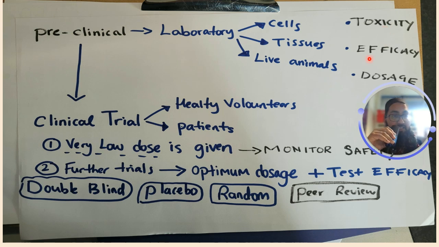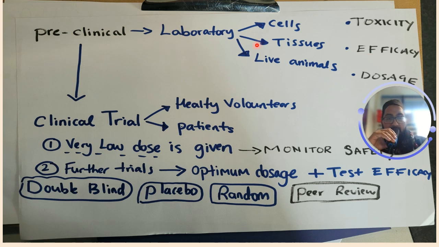Efficacy, it's not efficiency, efficacy. Efficacy means whether this drug actually works, whether this drug can cure that disease. As for efficacy, does it even work? And we are doing that test in the preclinical phase. And the third thing is dosage. Dosage is what concentration of drug is needed for this medication to work. So these are the three things we are testing.